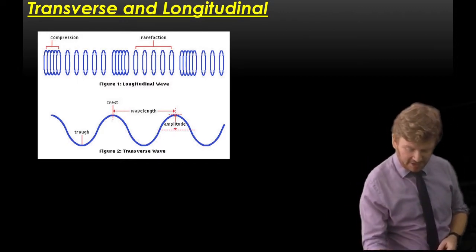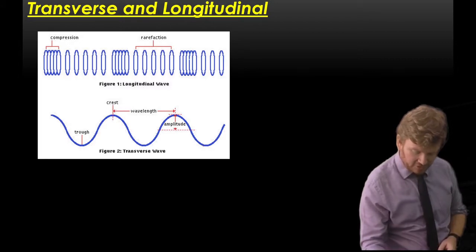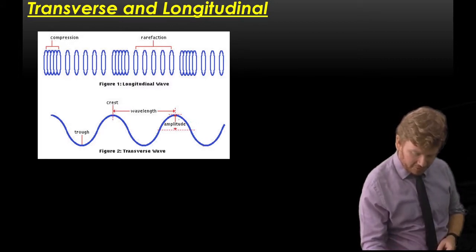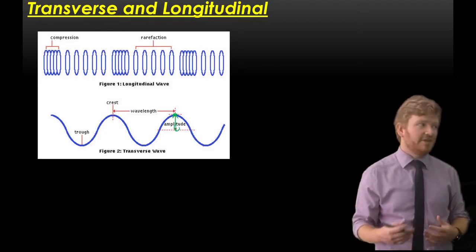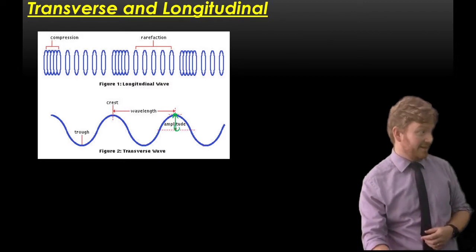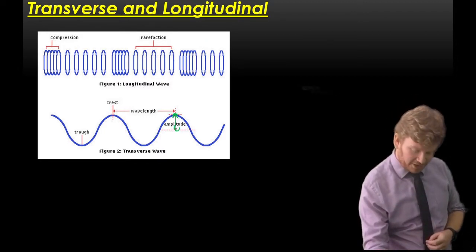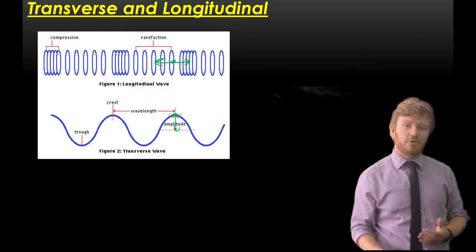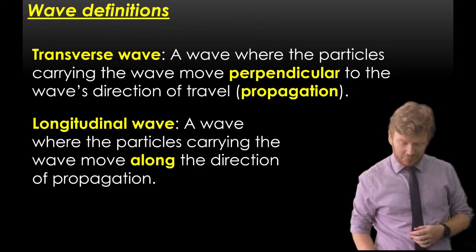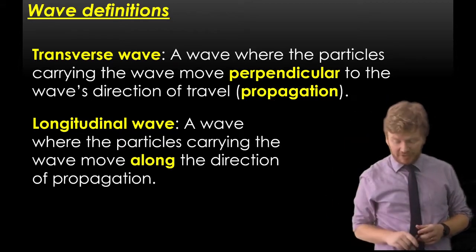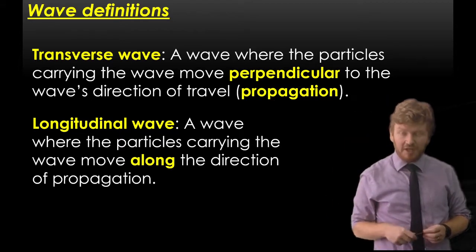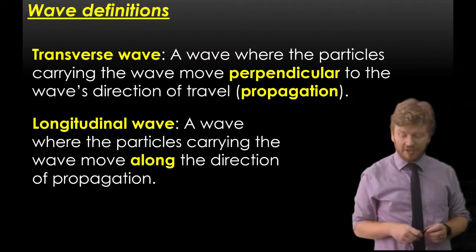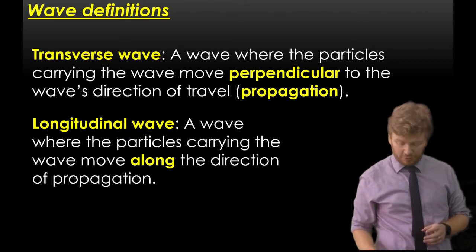So, the idea is that with a transverse wave, the actual motion of the particle is kind of up and down, and with a longitudinal wave, the motion of the particle is side to side, but we can't call it that. So we need a formal definition, and the formal definition is that for a transverse wave, it's where the particles carrying the wave move perpendicular to the direction of propagation.